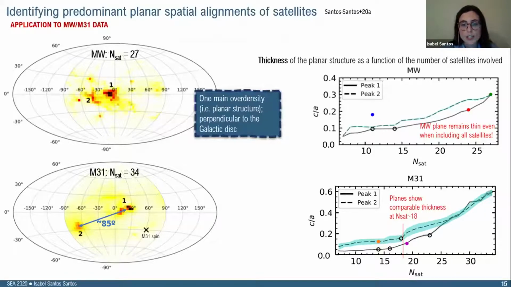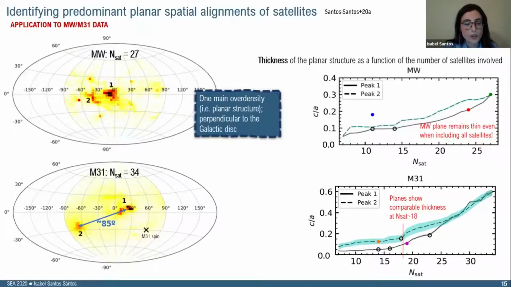We measure thickness through the C/A ratio, which can range from 0 to 1, 0 for perfect flat planes and 1 for a spherical distribution. So what we find is that even when including the total number of satellites in the Milky Way, the planar structure remains thin with low values of C/A.